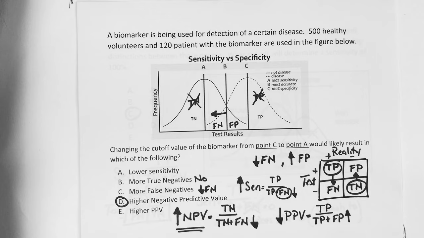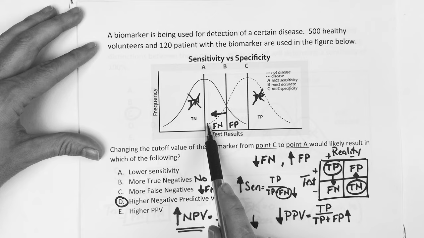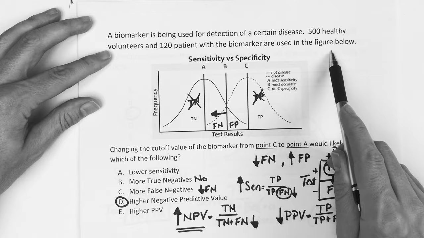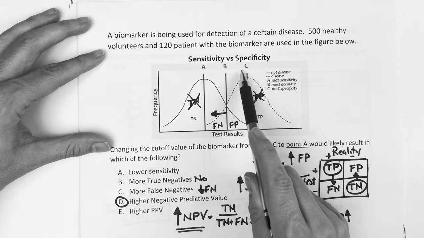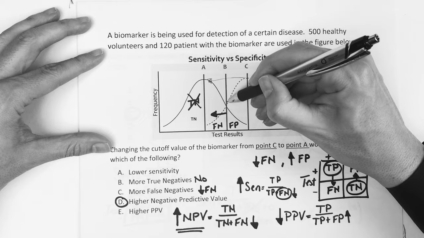This is the question that says when they move the marker, whether it goes up or the marker goes down. Biomarker for this people, 500 volunteers, 120 patients. Changing the cutoff value of the biomarker from point C to point A. So we're going from C to A, or we're going down. And so what do we say? We take that middle line, and we smash it to the left.